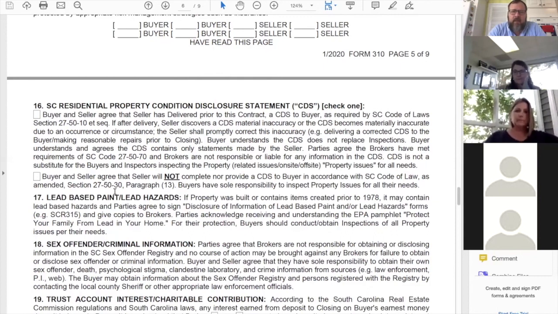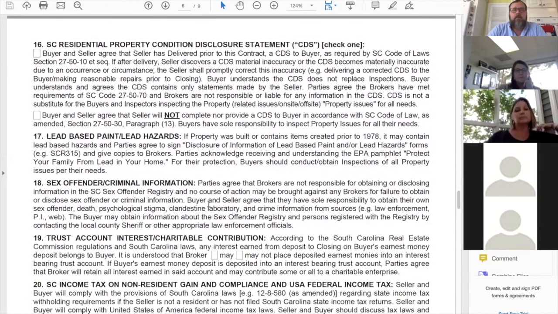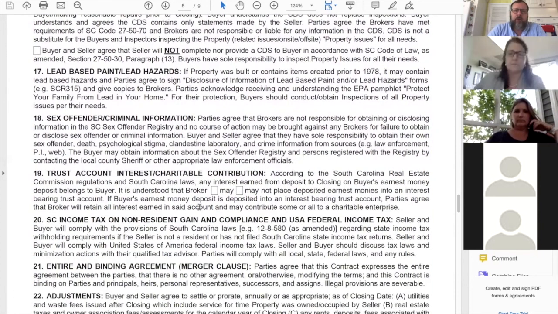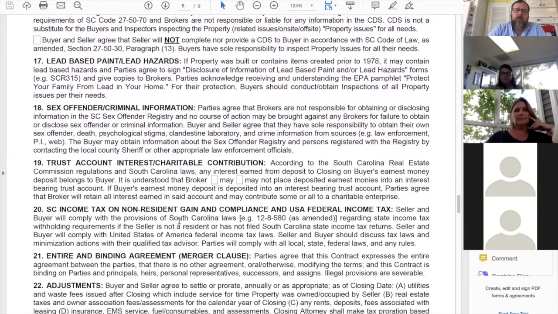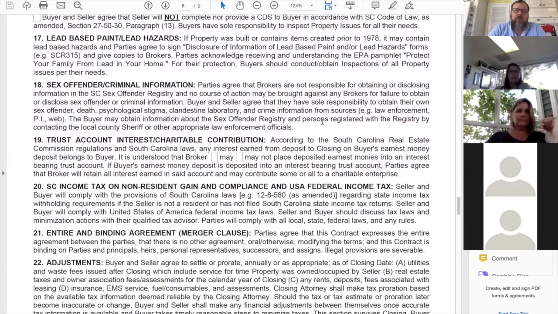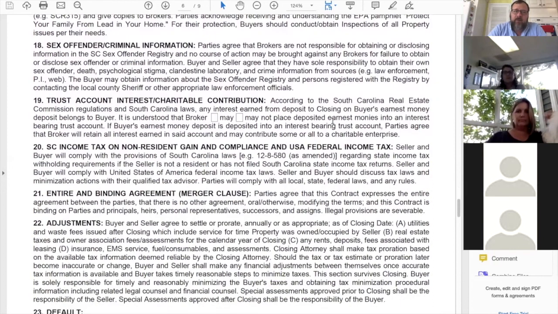Now it does say that if after the delivery of the property disclosure you discover any material inaccuracies on the condition statement, then the seller shall promptly correct the inaccuracy by delivering a corrected statement to the buyer, making reasonable repairs prior to closing, that sort of thing. Lead-based paint: if the home is built prior to 1978, you would have to have the proper disclosure forms filled out by all parties. Any criminal or sex offender information is not the responsibility of the brokers to find; the buyer and seller need to go find it.